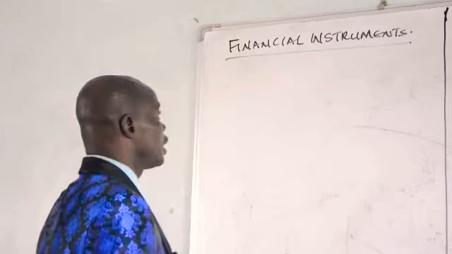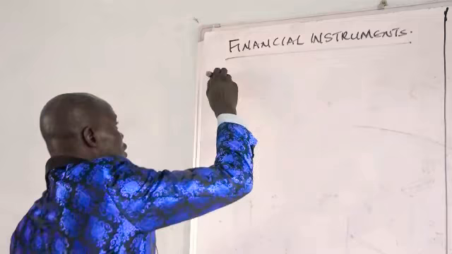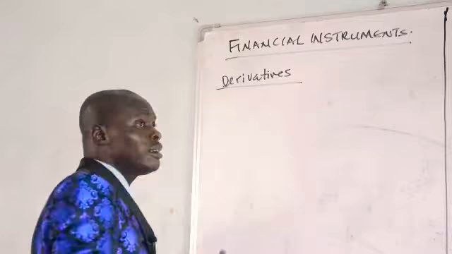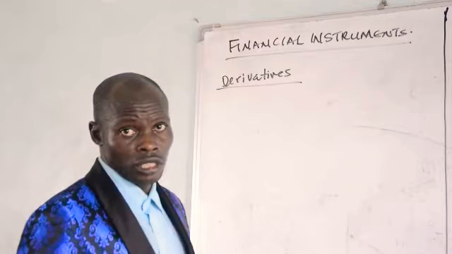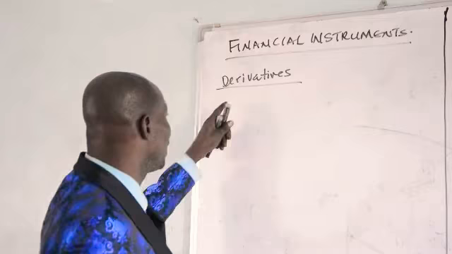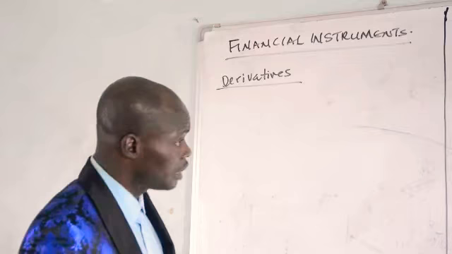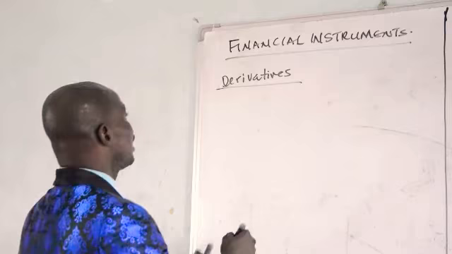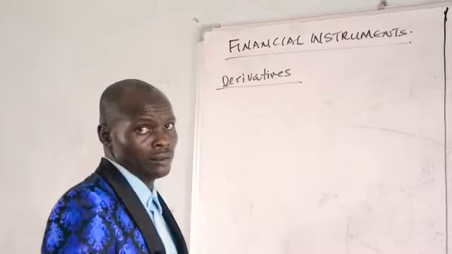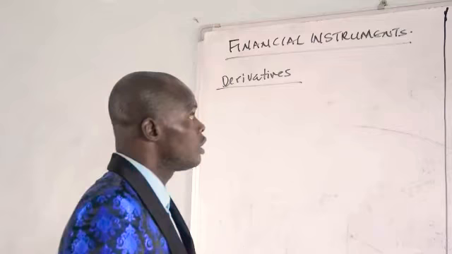When we say derivatives, derivatives are financial instruments that derive their value from changes in an underlying item, e.g. foreign currency. Those are derivatives. So I've told you that financial instruments are contracts that give rise to a financial asset of one entity and a financial liability or equity of another entity.